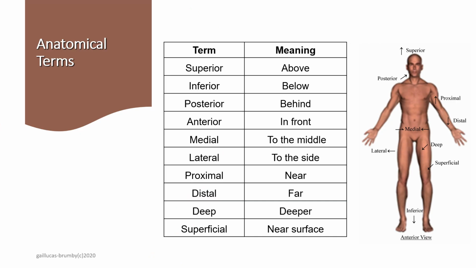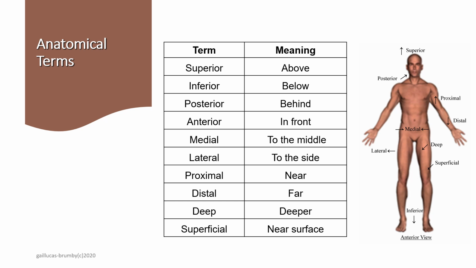Superior is a term that relates to moving a part of your body superiorly. So moving the arm over your head would be moving it superiorly. Moving your arm down towards your knee would be moving it inferiorly. If I wanted to move my arm posteriorly, I would put it behind me. And anteriorly, I would put it in front.